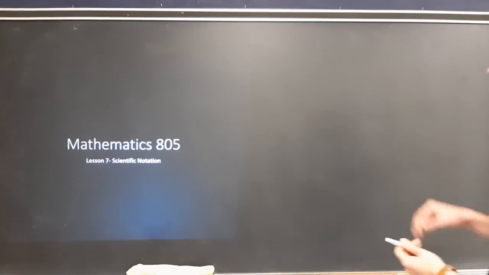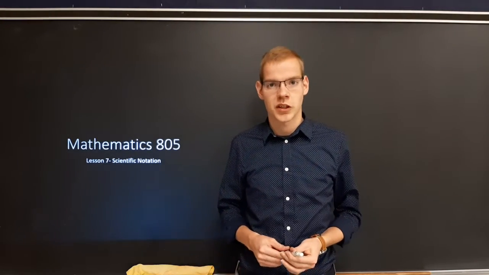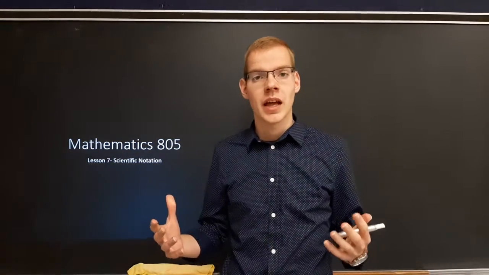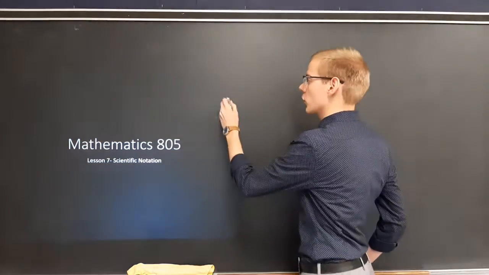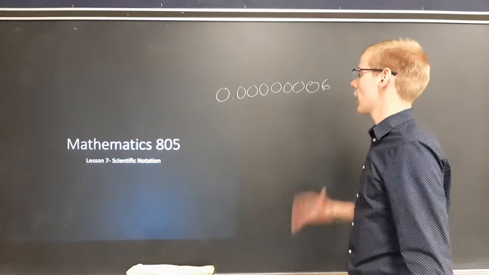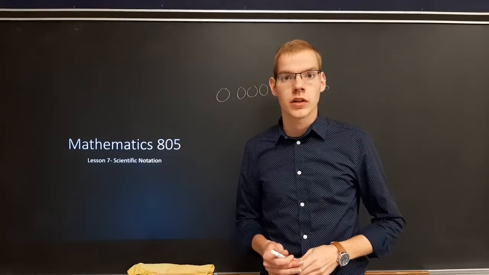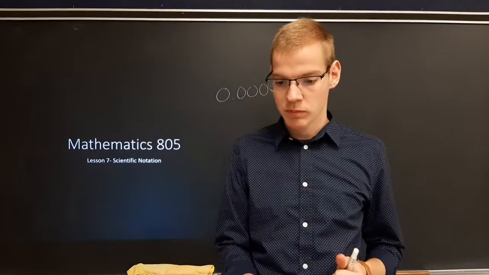Math lesson 7, scientific notation. Scientists use this kind of numbering system so they don't have to write out all these 20, 30 zeros and then have a number at the end. So that's why we're going to take a look at these numbers.